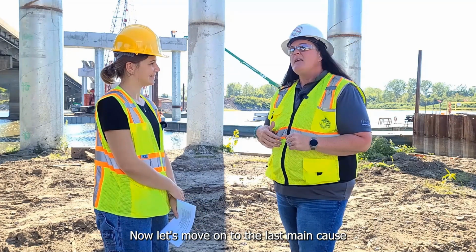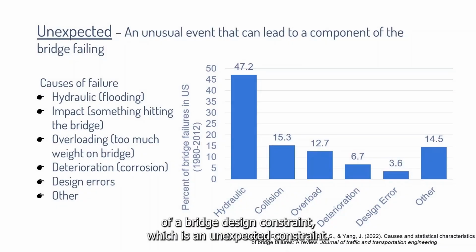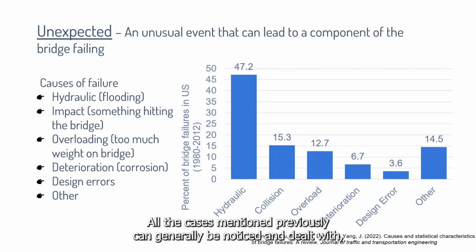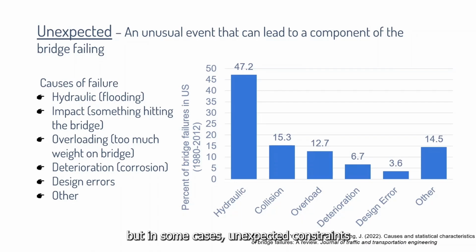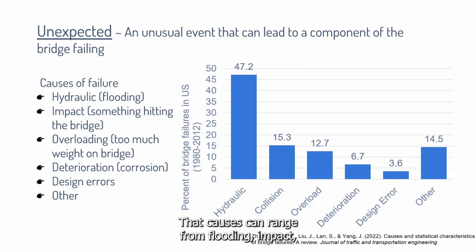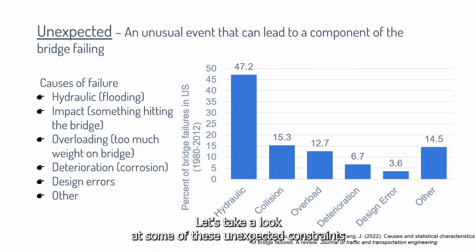Now let's move on to the last main cause of a bridge design constraint, which is an unexpected constraint. All the cases mentioned previously can generally be noticed and dealt with, but in some cases, unexpected constraints do occur and cause problems on a bridge. The causes can range from flooding, impact, overloading, deterioration, or design errors. Let's take a look at some of these unexpected constraints in more detail.